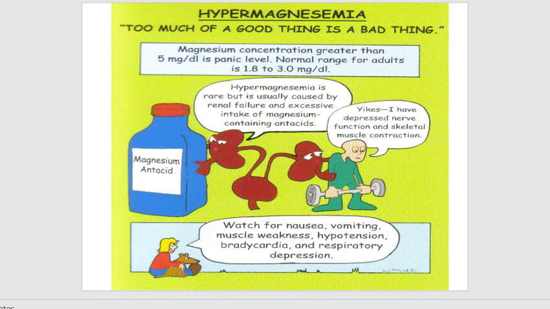And then we have a high mag here, remember? So if everything was overexcitable with the low mag, everything's slower with the high mag. Nausea, vomiting, muscle weakness, hypotension, bradycardia, respiratory depression, decreased muscle contraction. How do you fix it? You're going to give IV fluids to dilute, usually, except maybe in renal failure. You can also give diuretics to get rid of the mag.